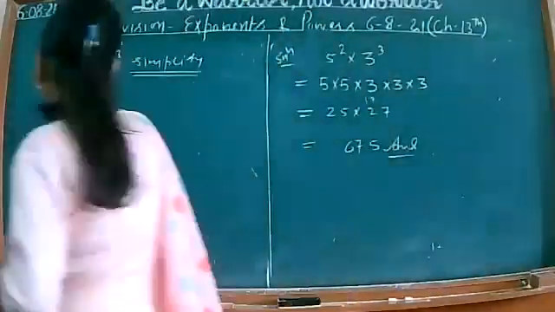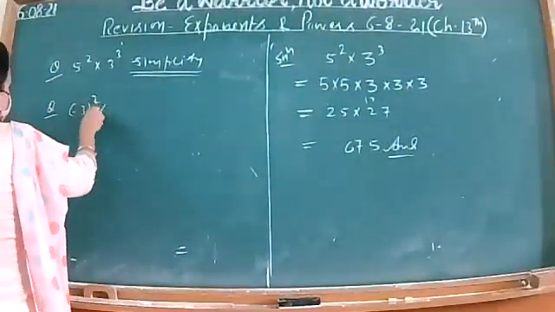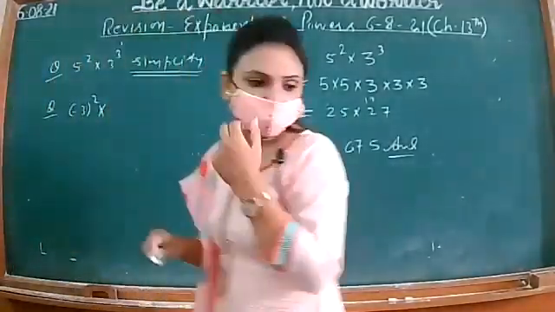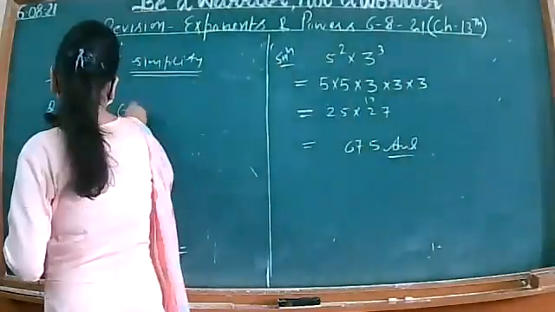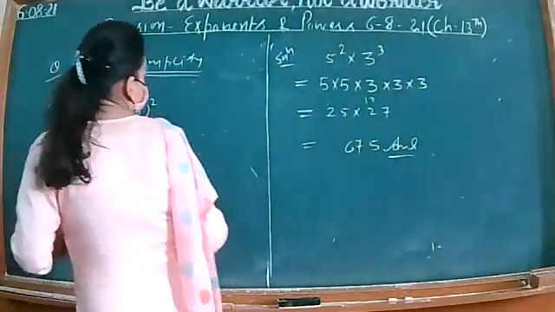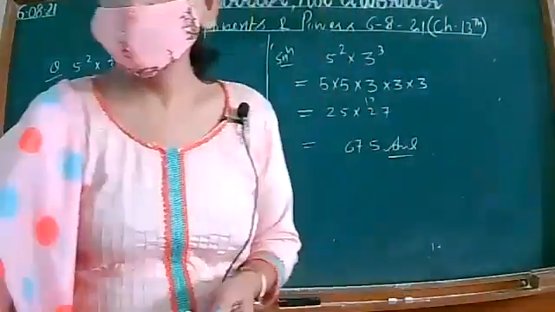Next, simplify. Simplify minus 3 square into minus 5 square. Minus 3 square into minus 5 square.